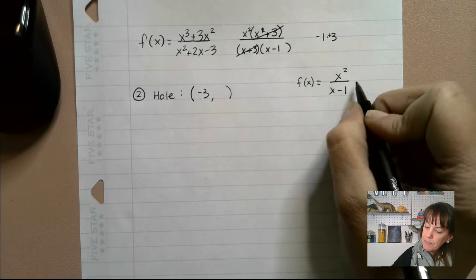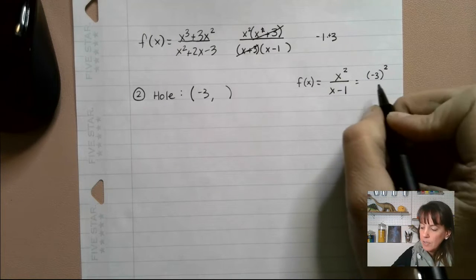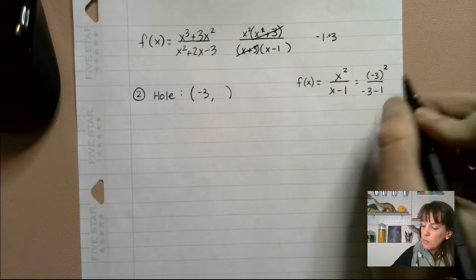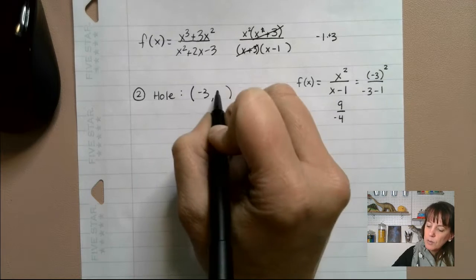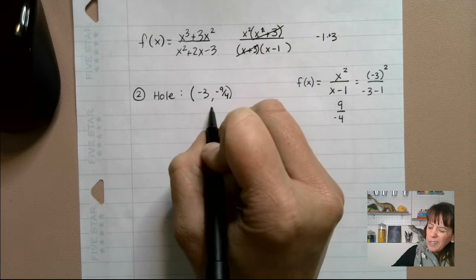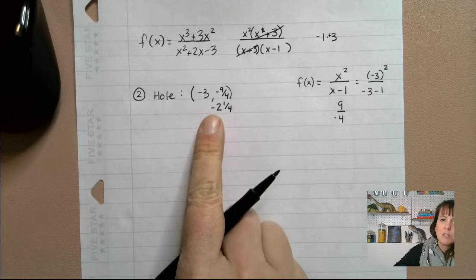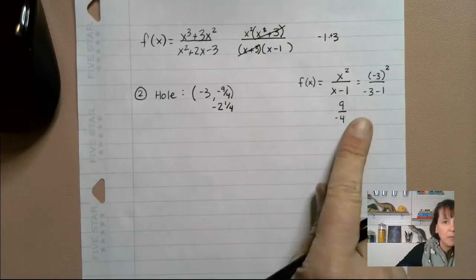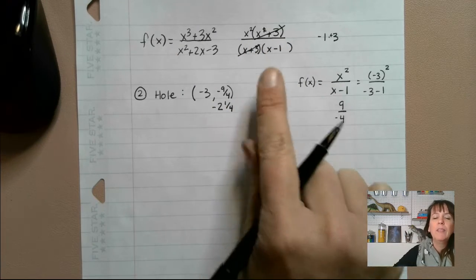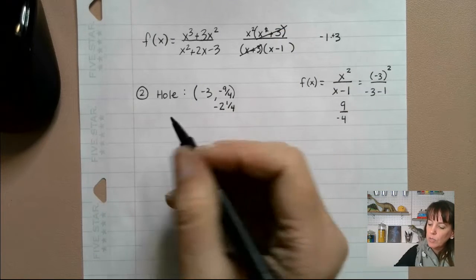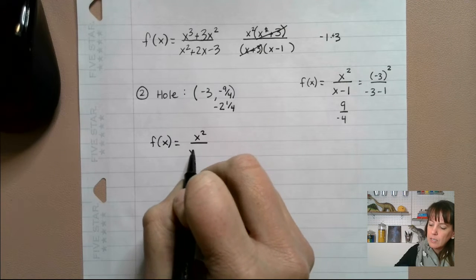When we do that, we get -3 squared. Use your parentheses because otherwise it means something different. Over -3 minus 1. So it looks like we get 9 over -4, so -9 over 4, which is really -2 and 1/4. I like to put it into a mixed number when I'm graphing. So we found a hole. That's what it means to find a hole. If you cross something out, you need to figure out what would make that 0 and then plug that into your new equation. So let's just be clear. Our new function is x squared over x minus 1.